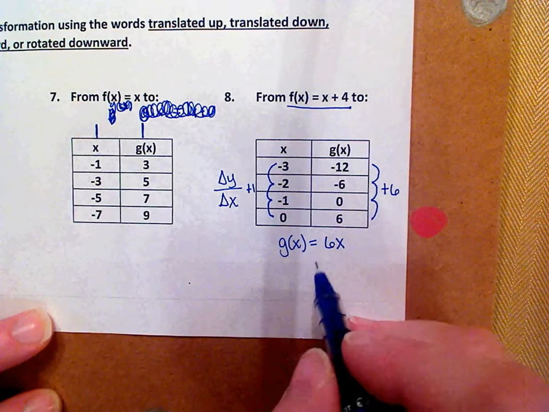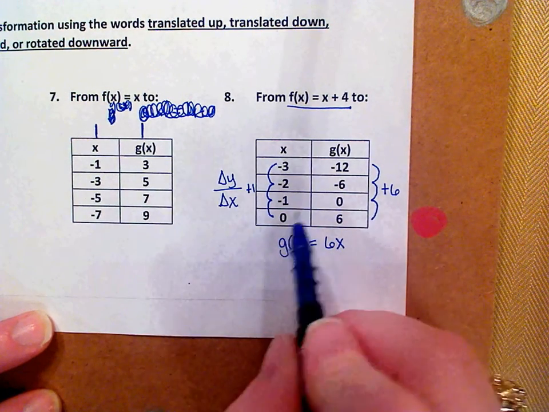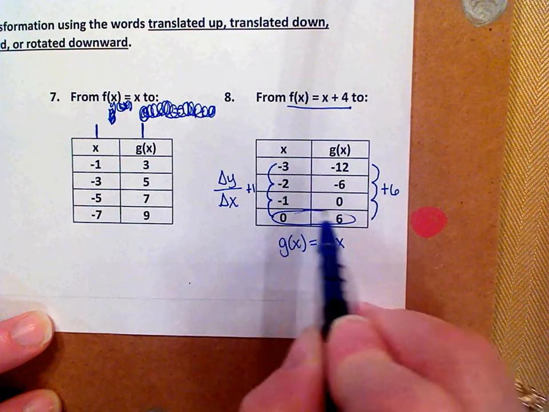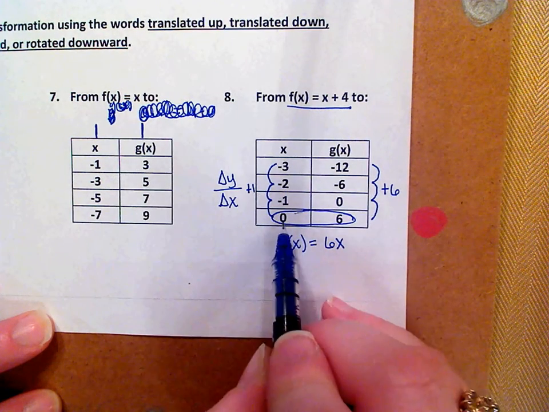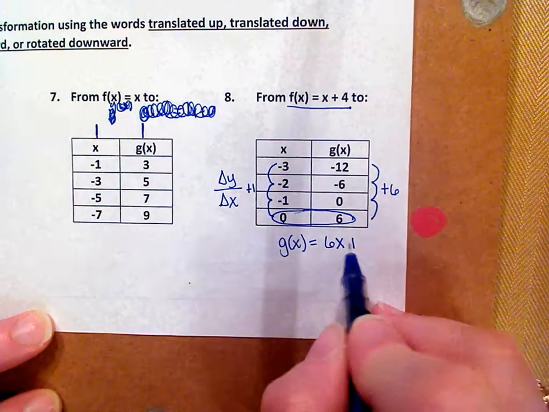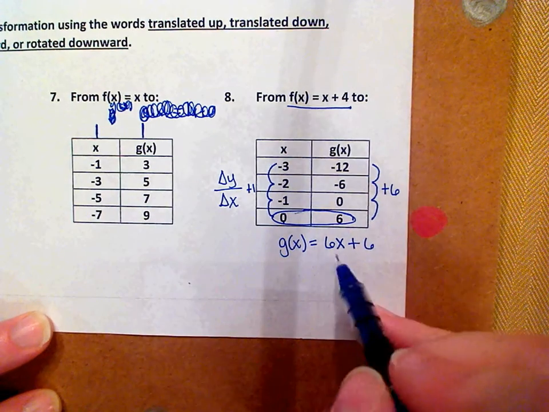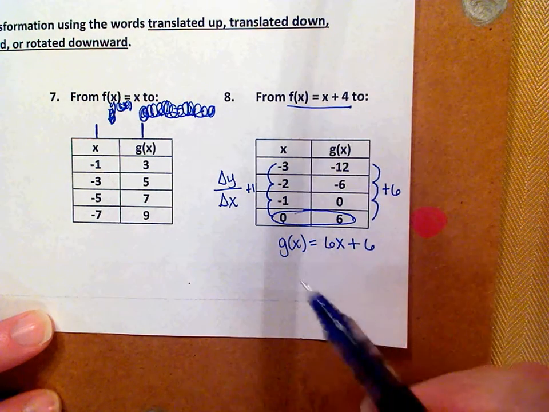The y-intercept is when x is 0. Well, that's part of our table here, so we don't have to do any figuring on this one. So when x is 0, y is 6, so that's my y-intercept. So now I'm going to compare this equation to the one that was given.